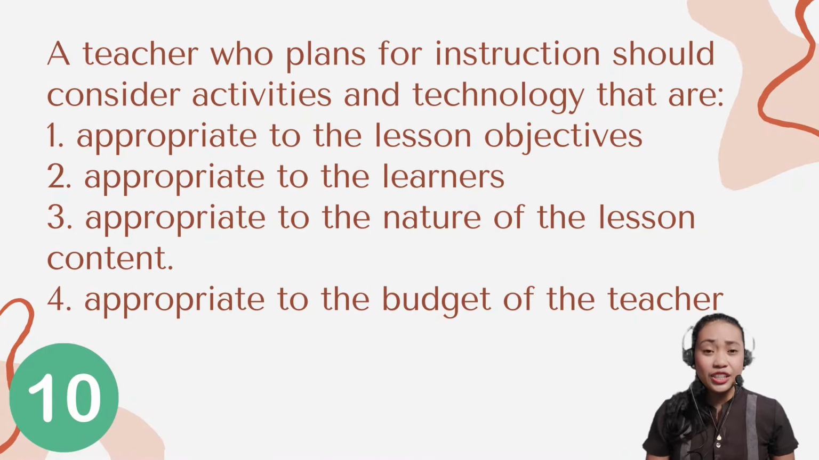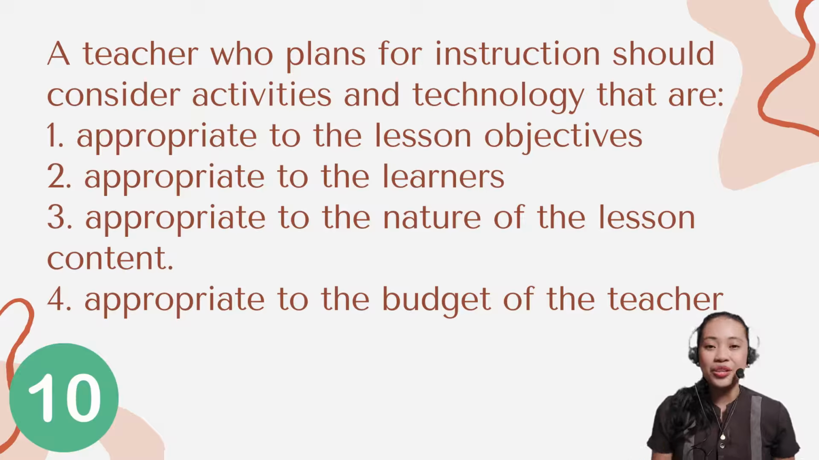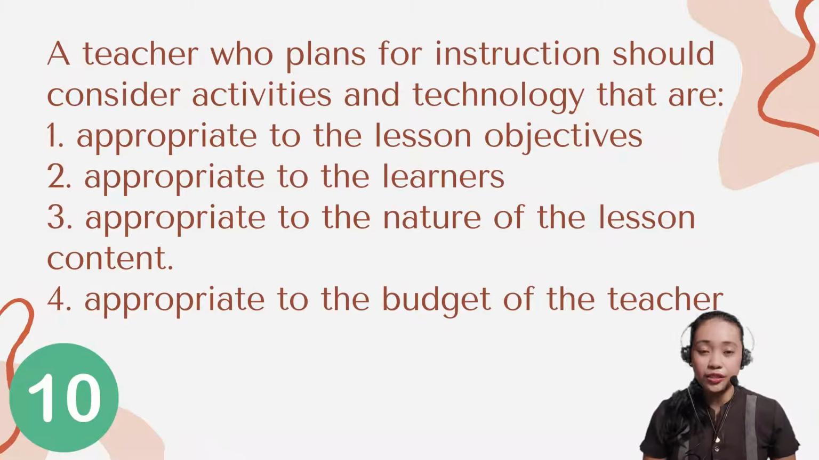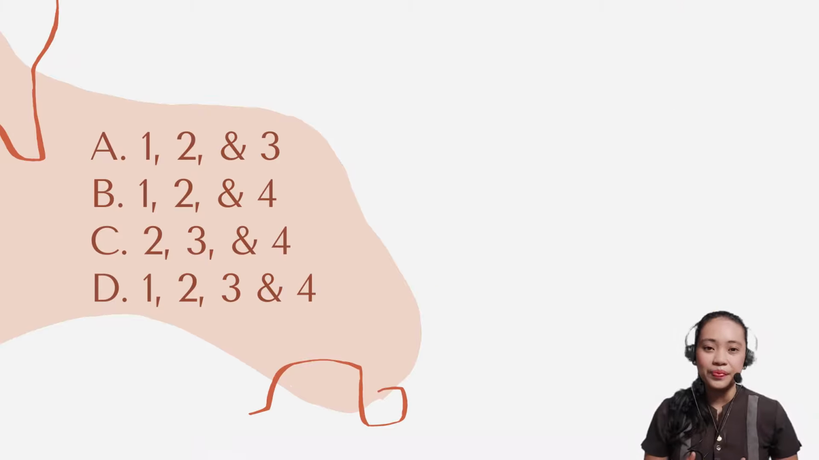Number 10, a teacher who plans for instruction should consider activities and technology that are: number 1, appropriate to the lesson objectives; number 2, appropriate to the learners; number 3, appropriate to the nature of the lesson content; number 4, appropriate to the budget of the teacher. Letter A, 1, 2, and 3. B, 1, 2, and 4. C, 2, 3, and 4. Or letter D, 1, 2, 3, and 4.